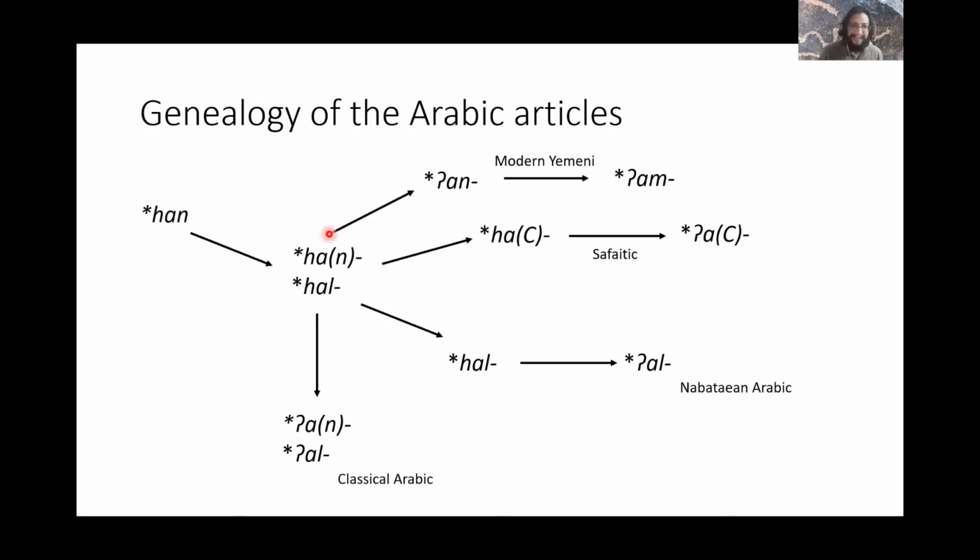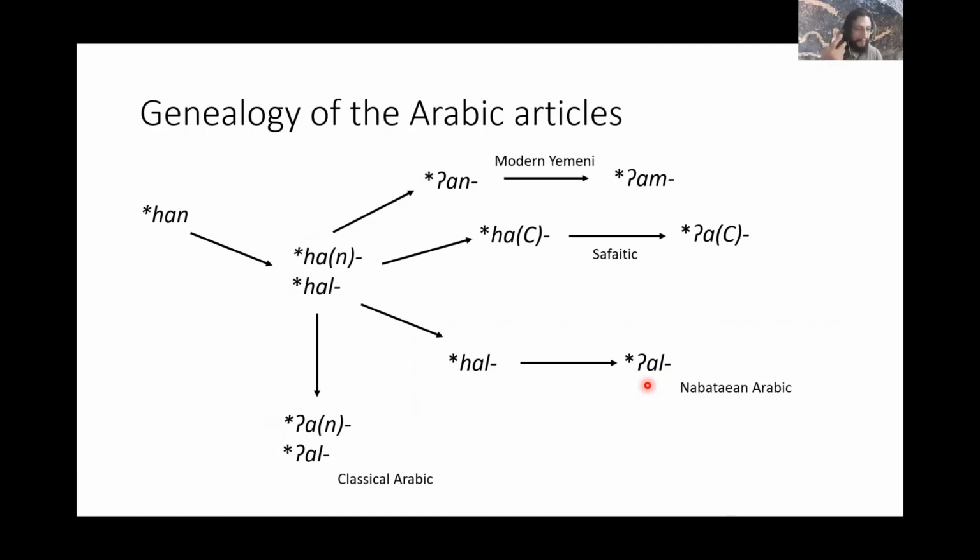So this original, let's say, phonologically motivated distribution gives rise to the classical Arabic distribution, which is A before A with gemination before coronals and Al otherwise. Nabatean Arabic does something completely different. Nabatean just keeps the Hal, it gets rid of the Han completely, and what you end up with in Nabatean is Al in all situations. So Nabatean Arabic does not assimilate the L to anything that comes after it.